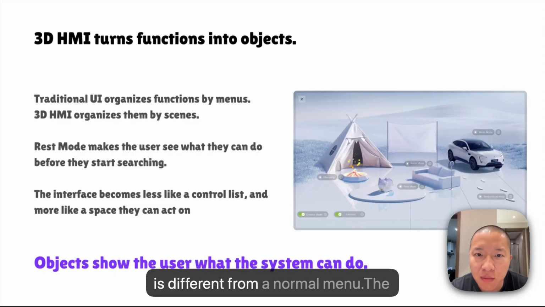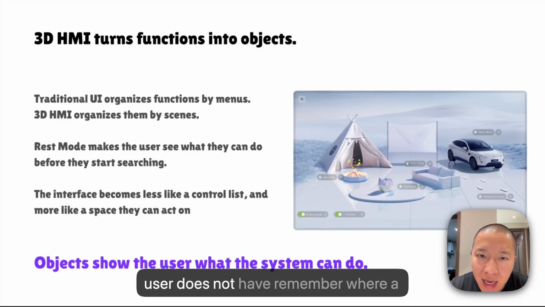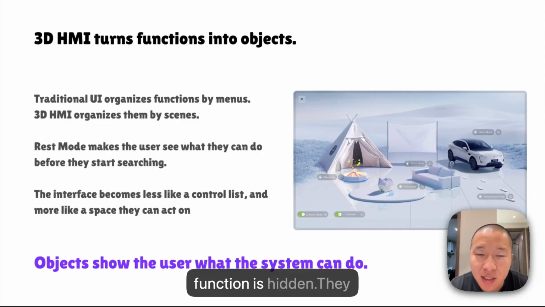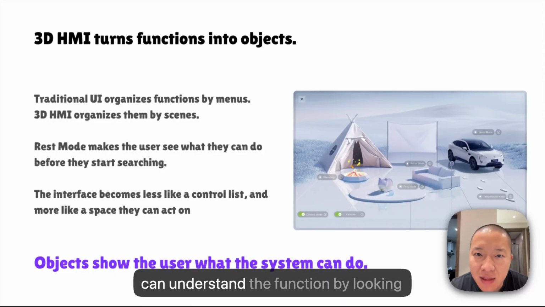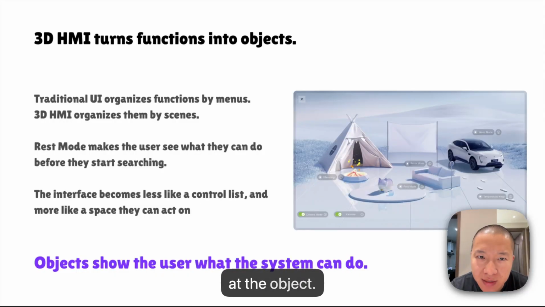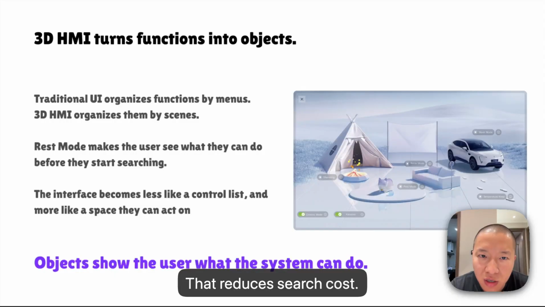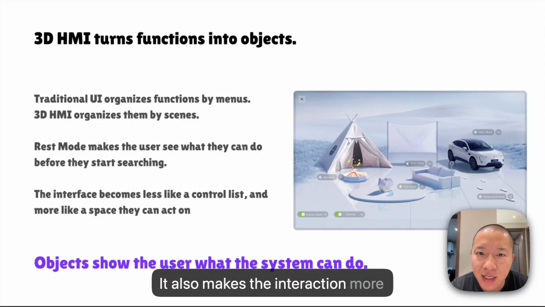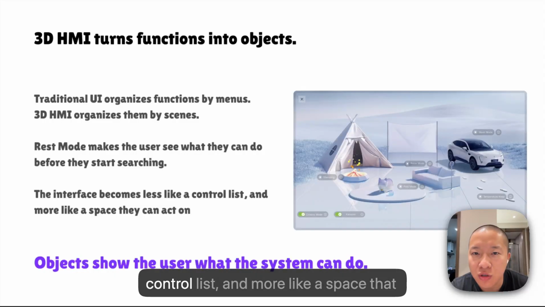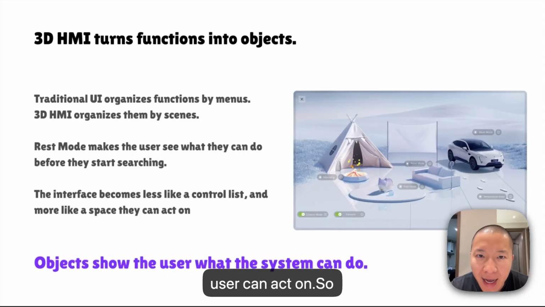This is different from a normal menu. The user does not have to remember where a function is hidden. They can understand the function by looking at the object. That reduces search cost. It also makes the interaction more natural. The interface becomes less like a control list and more like a space that user can act on.